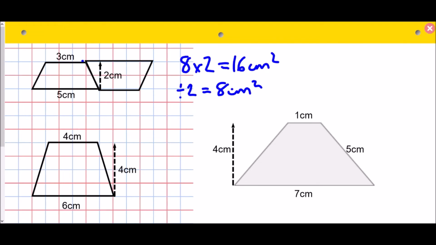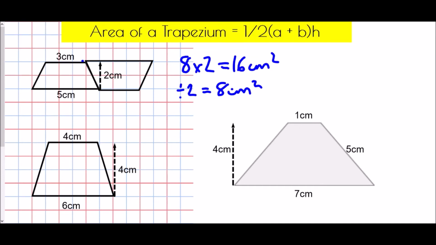Now, if we have a look at that, it leads us to a slightly more complicated formula than we've had in the last two shapes. What we have is that the area of a trapezium is a half of a plus b times h. The important thing here is to understand what those letters mean. A is the value at the top of our trapezium. B is the bottom or the base of our trapezium. H, well, that is the height.